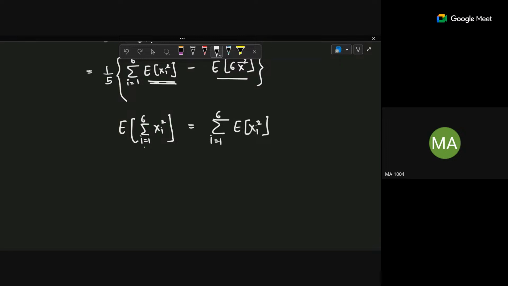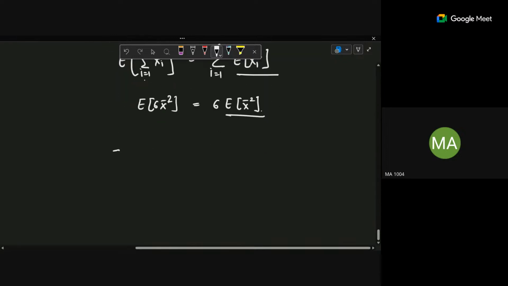What about expectation of 6 x bar square? 6 comes out common, so expectation of x bar square. So now the expectation of x bar square and the expectation of xi square, that is the question for us. Okay, so let's start with the expectation of xi square.